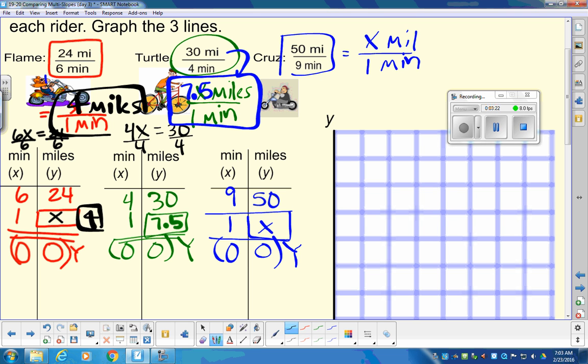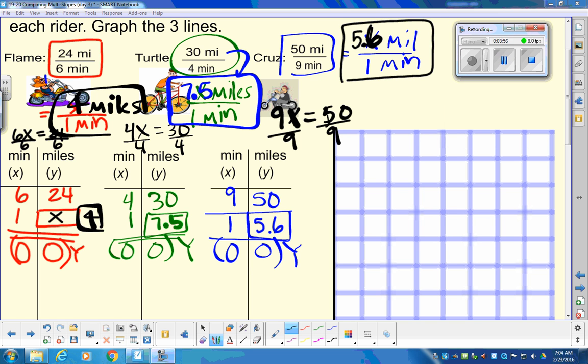So our cross products here would be 9x equals 50, divide by 9, copy paste. So we'd have 50 divided by 9. Everybody should be typing in 50 divided by 9. Gives me 5.55555 and so on. So I'm going to go ahead and round that answer to 5.6. So we would know that this rider, Cruise, is traveling 5.6 miles per minute when I round that repeating decimal. That's the speed at which Cruise is traveling.